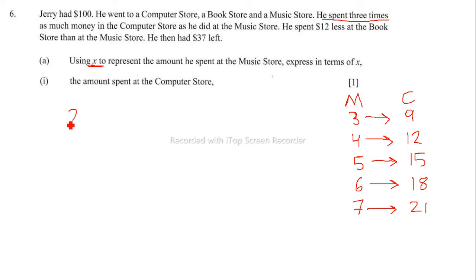And so that means that the amount that he spent in the computer store is going to be X times what? 3. Times 3, which is what? 3x. X times 3 is 3x. Okay, so that's how we do it. So that's for 1 point.